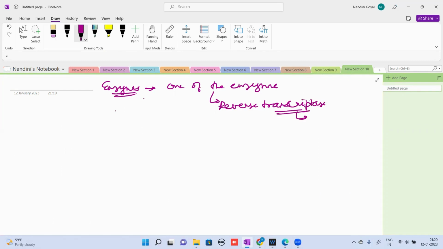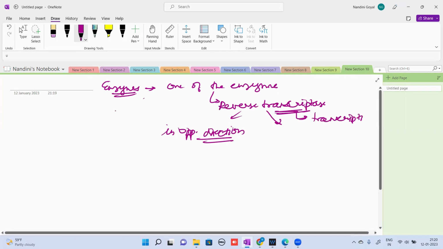Okay. So to understand this, first understand the terminology. Reverse means in opposite direction. And transcriptase means it is involved in the transcription. What is transcription?